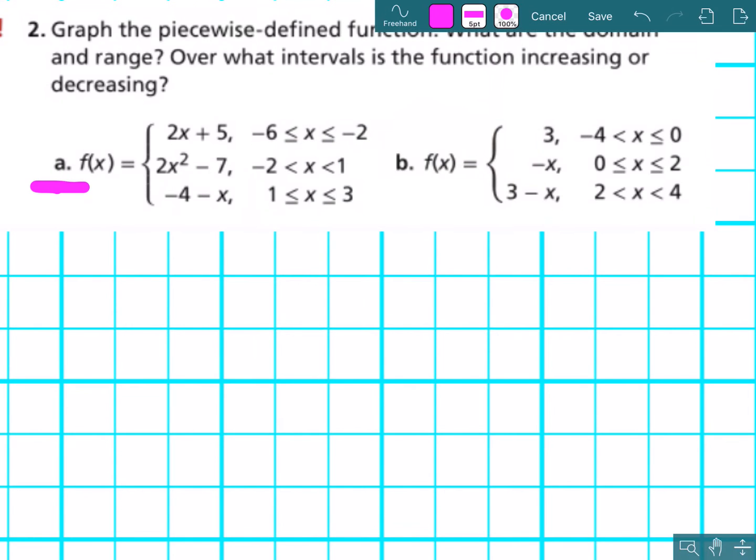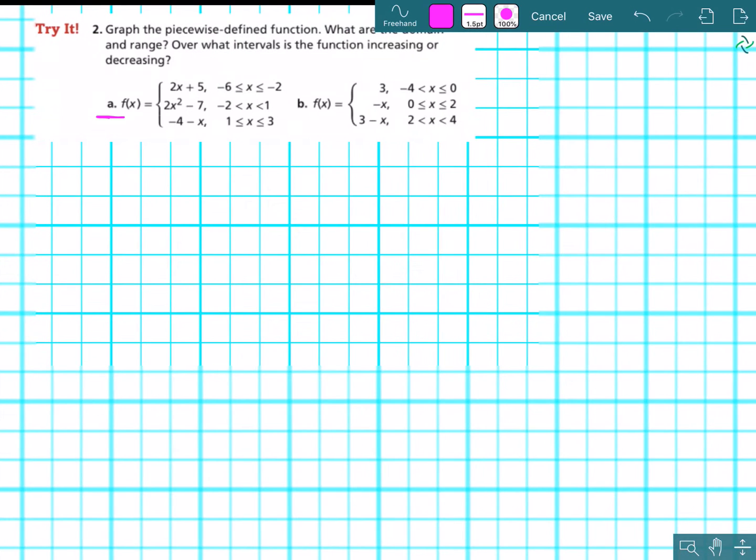by doing a. So here, we've got this function f of x, which is defined as 2x plus 5 on the interval from -6 to -2. It's defined as 2x squared minus 7 when x is between -2 and 1. And it's -4 minus x when x is between 1 and 3.